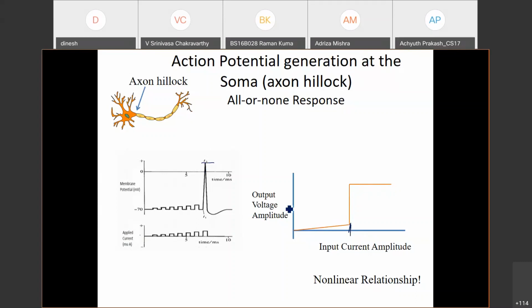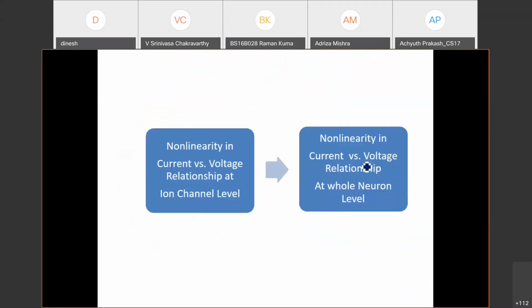So obviously, I'm really simplifying it, but the voltage-current relationship is nonlinear. It's not like a linear straight line. It's like a step, more or less. Until that point, there is very little or no response, and beyond that, suddenly there is a step-like response. It's nonlinear. So the current-voltage relationship is nonlinear at the ion channel level.